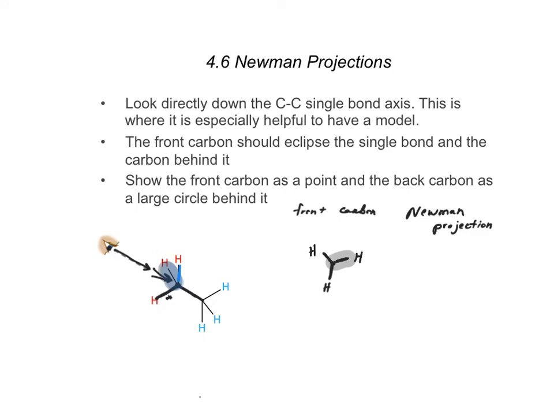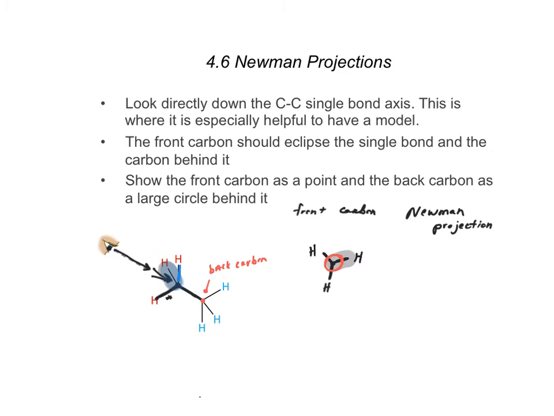So again, this is the front carbon that we're imagining. We're now going to project and imagine visualizing this through to this one, which is what we call our back carbon. And the way that we represent our back carbon in Newman projections is via a big circle. So we have our front carbon represented by that dot. That back carbon is something that we can't really see, but we represent it via a circle.